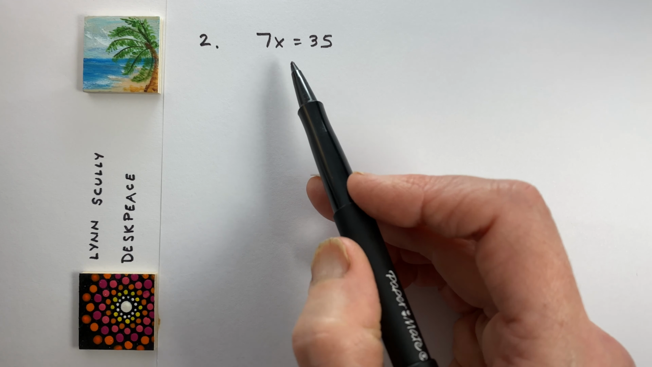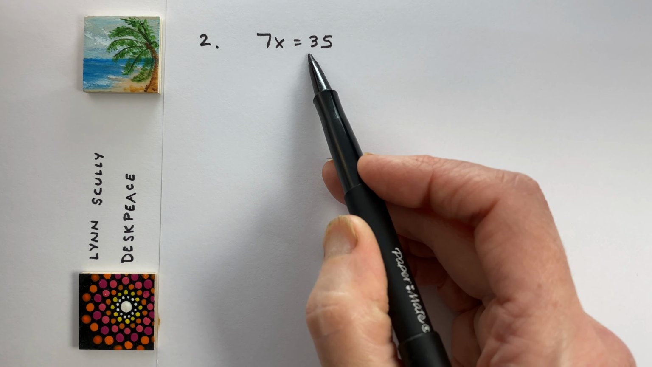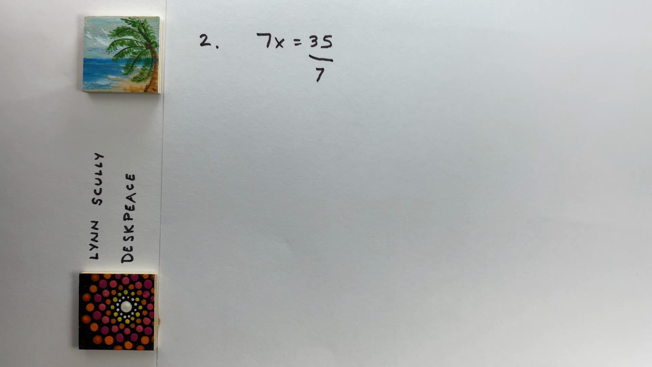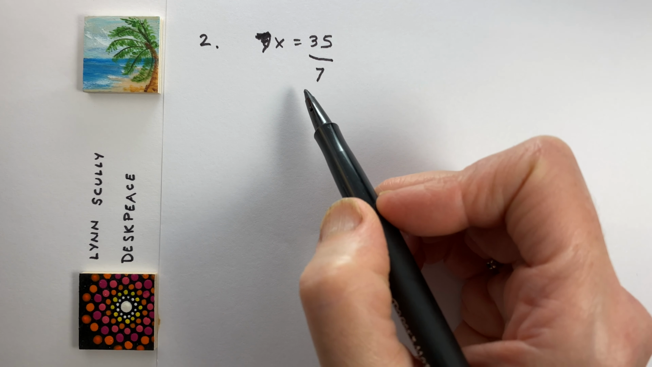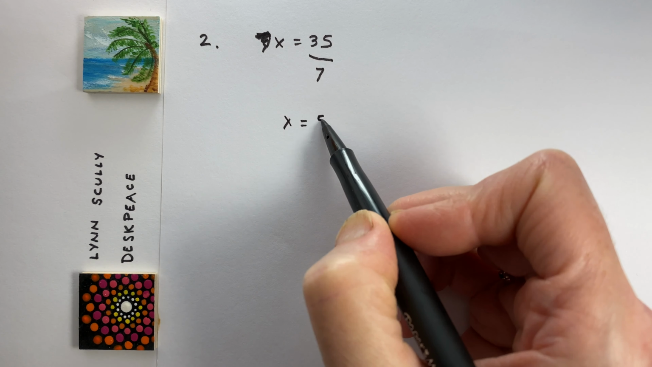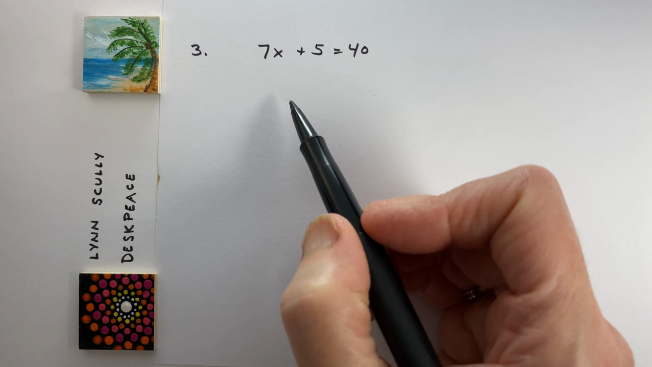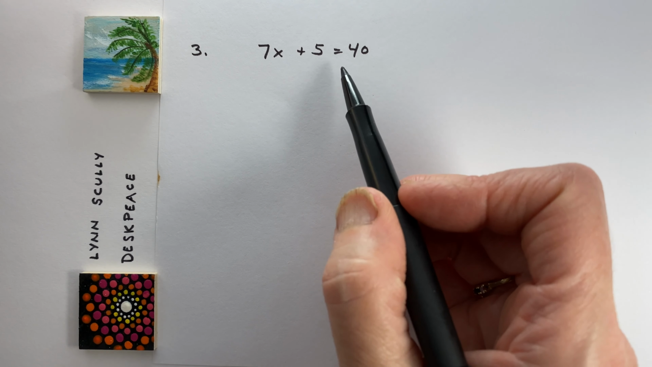Number 2, 7x equals 35. I want to get x alone. 7 is attached by multiplication, move it by division to the other side of the equal sign. That eliminates it. Now I just reduce. X equals 5. Number 3, 7x plus 5 equals 40.